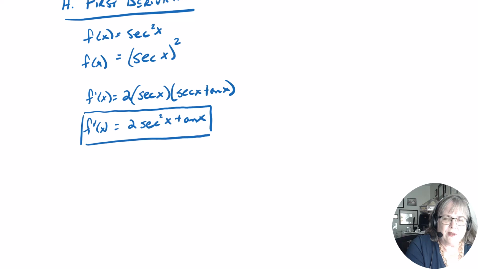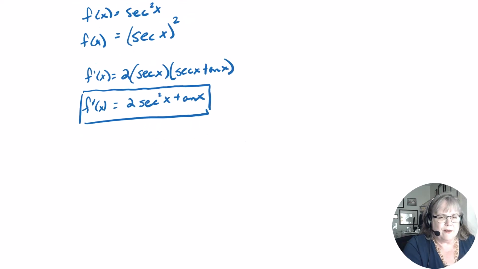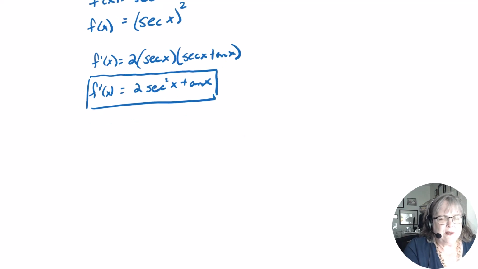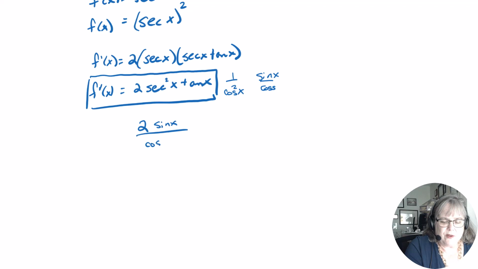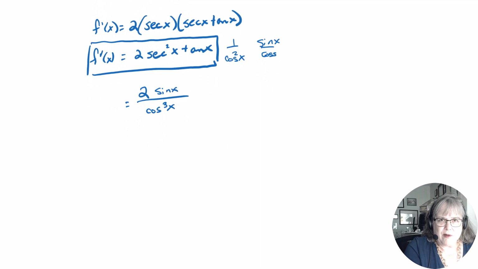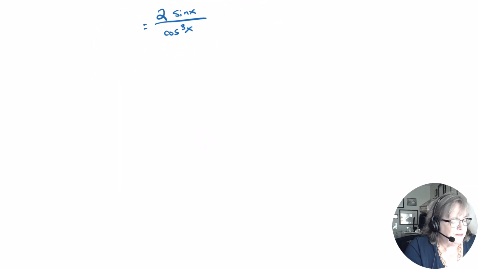Now, for what we're going to be doing next, you don't actually have to leave it in that shape because we're going to be looking for critical values. Some people call it critical points. It might help to think of this as 2. And remember, tangent is sine over cosine, and secant is 1 over cosine squared. So you get 2 sine x over cosine cubed x. And that may help you to think of how we're going to find our critical values, critical numbers, however you want to think about it.